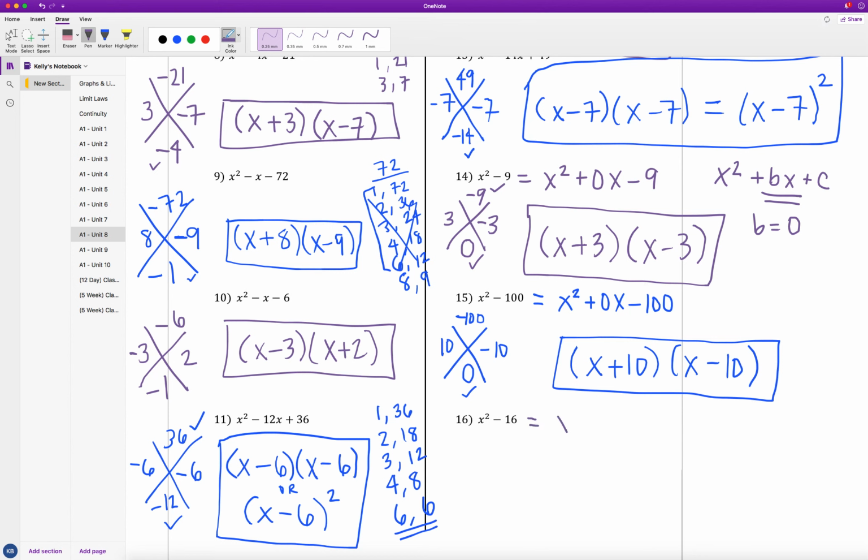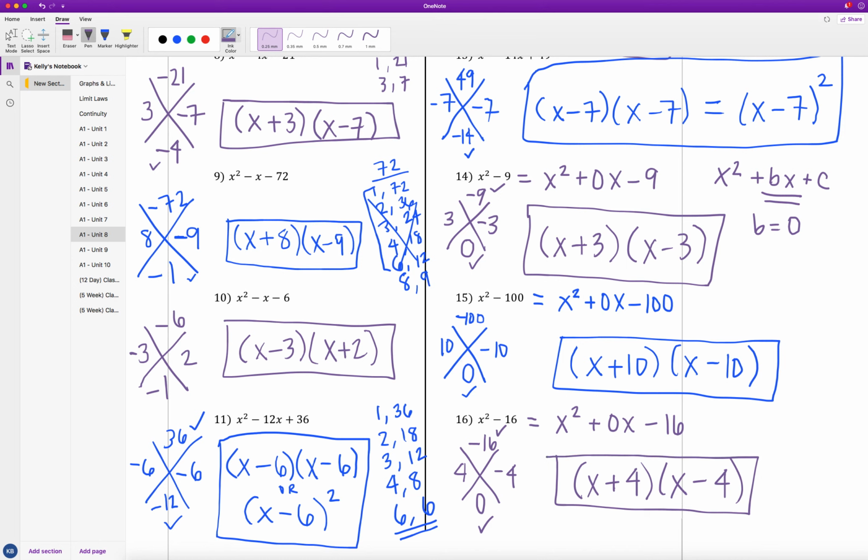Again, that's no problem, although we only have two terms. That middle term is just 0x. So when I'm thinking about my x games, it's got to multiply to be negative 16 and add to be 0. 4 and negative 4 will do the job. So 4 times negative 4 gives me negative 16, and 4 plus negative 4 gives me 0. So my factored form is going to be x plus 4 times x minus 4. That will be our final factored form.